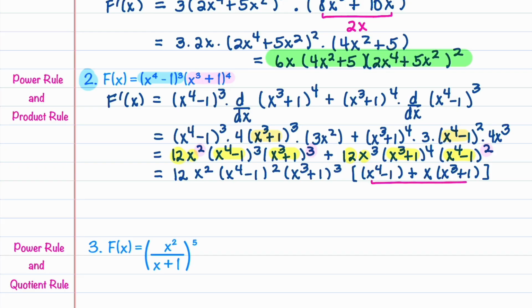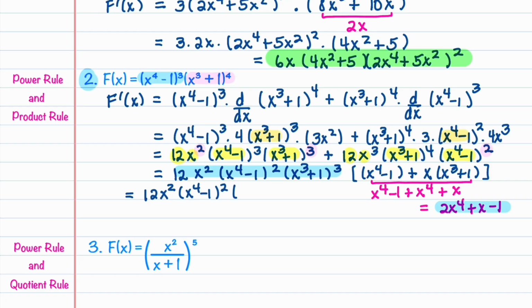Let's go ahead and simplify this part. This is x to the fourth minus 1 plus x to the fourth plus x. So this is 2x to the fourth plus x minus 1. And we're going to combine all of this with this. This gives us an answer of 12x squared times x to the fourth minus 1 quantity squared times x cubed plus 1 cubed times 2x to the fourth plus x minus 1. And that took a while, but that is our final answer.